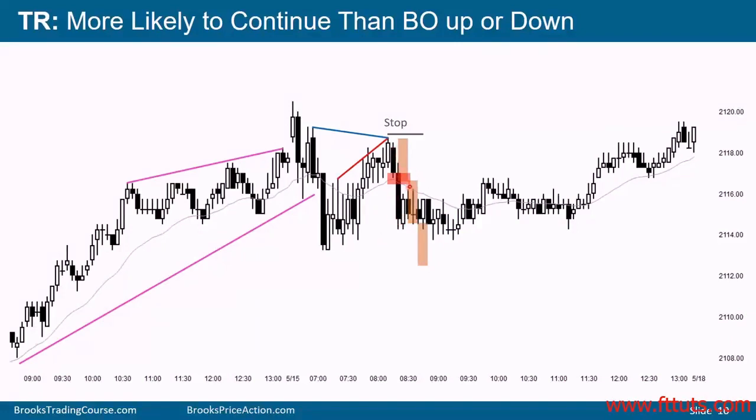They have a bear spike and a pullback. They're hoping for a channel, 3 pushes down, 1, 2, 3. And what they got was 3 pushes down, but they could not get below this low. And this is starting to base out. It's starting to go horizontal.